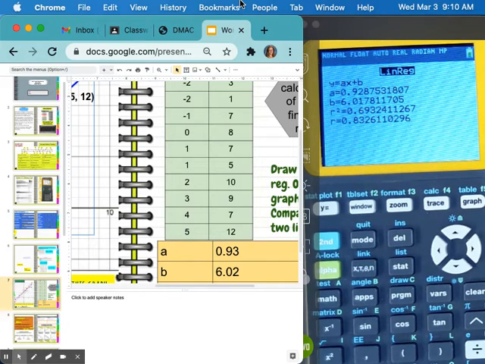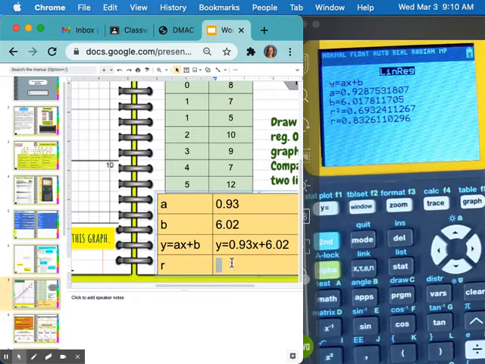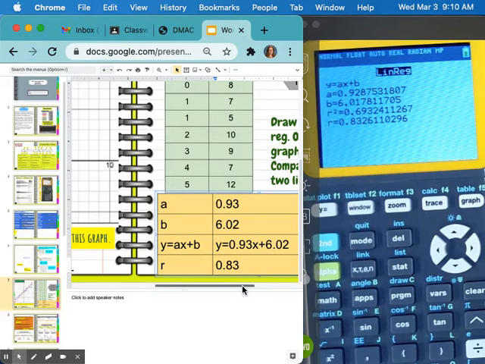0.8. We're going to round to 2 decimal places: 0.83. We are not using R squared. We're using R. So y'all guessed 0.7. So 0.83 is a little bit stronger. So that's good.